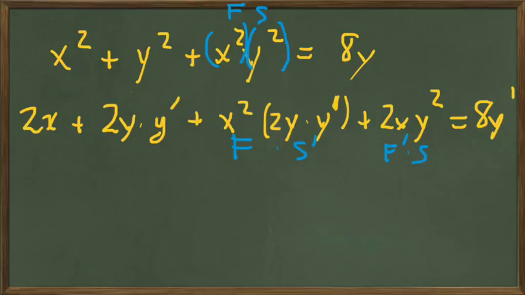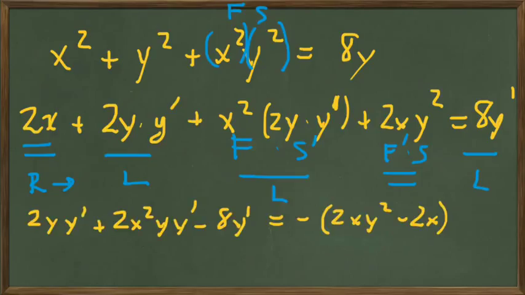Now, our objective in finding y prime is that we have to isolate y prime. We're going to take this term, and this term, and make sure that they are all on the left side. And we're going to take all the terms that do not have a y prime in them and move them to the right side. So let's restructure the equation having done that.